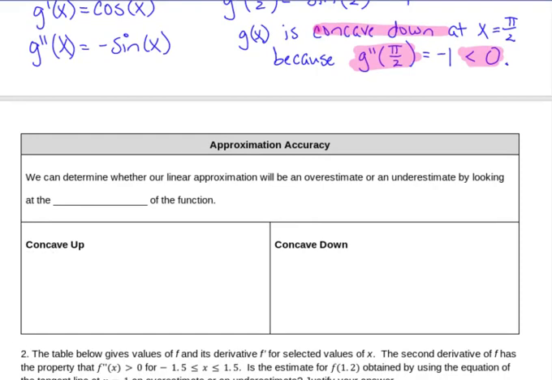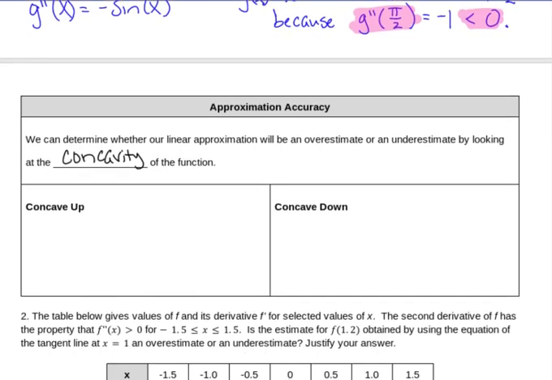We can determine whether our linear approximation will be an over or underestimate by looking at the concavity of the function. So what we just did at the beginning of the video was talk about what concavity even means. Now we're going to talk about how we actually use it. So if a function is concave up, then we know it looks like a cup.